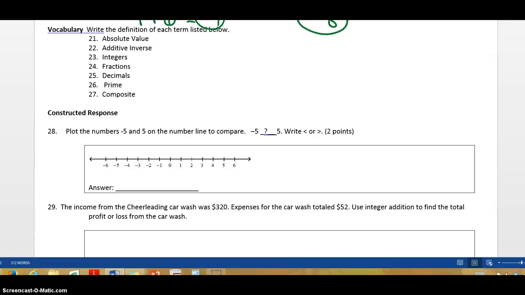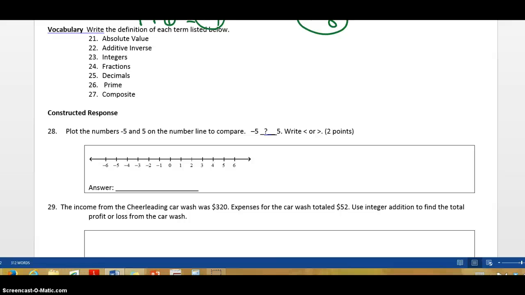For 21, we've done a couple problems such as, earlier in the first video, on the first page of this review sheet. It's absolute value. We are talking about the distance. So the definition for absolute value would be the distance a number is from 0. Very simple definition for that. For number 22, we also saw additive inverse on our review sheet.